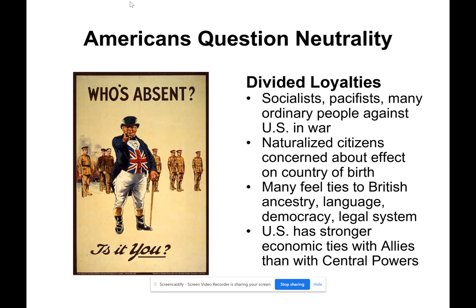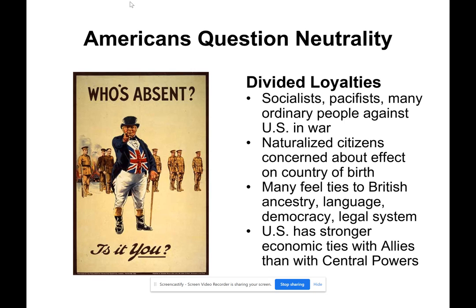So Americans are questioning neutrality, right? We have socialists, pacifists, and ordinary people who are against the United States involving themselves in the war. You can see through this cartoon on the left, who's absent. It's Britain pointing at the United States, and it says, "Is it you?" Trying to encourage people to help join the war. Saying who's absent kind of insinuates that they have a responsibility to defend whatever country is pointing the finger.